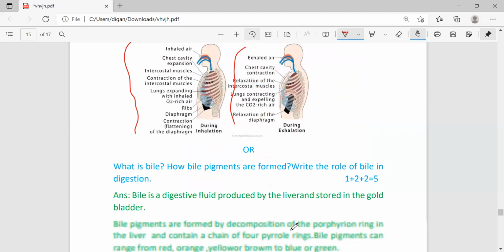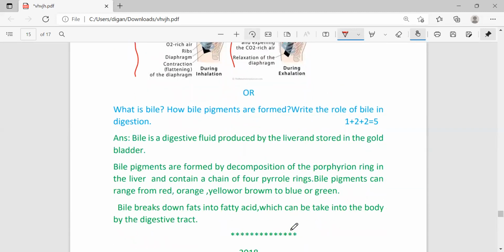Then the last question is, what is bile? How are bile pigments formed? Write the role of bile in digestion. So bile is a digestive fluid produced by the liver and stored in the gallbladder. So this is for 1 mark. Then how bile pigments are formed is for 2 marks. That's why you have to explain everything.